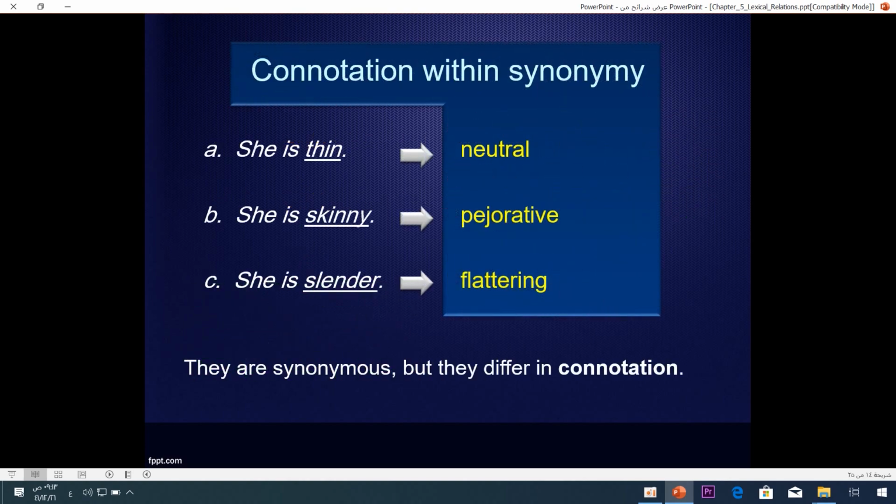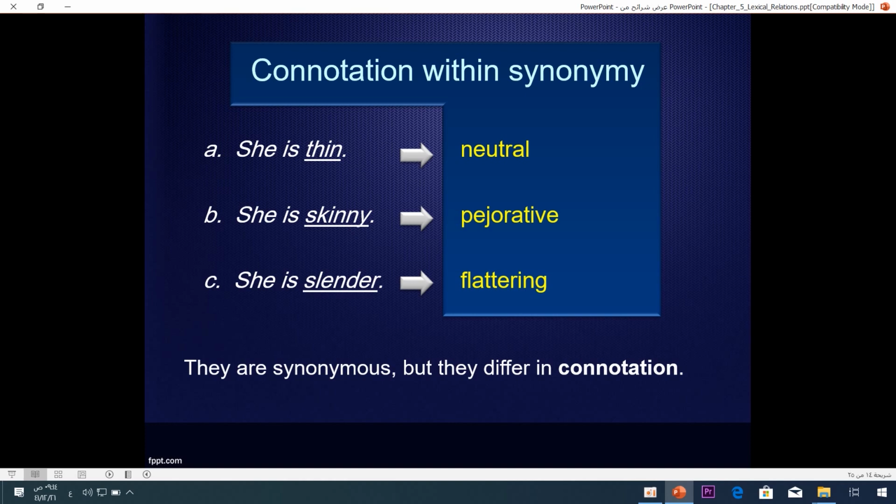Connotation within synonymy. If you remember, I said that connotation is the extra meaning or associative meaning given to some words. Some words only have the literal meaning, and some words have extra or additional meaning. If you say she is thin, it is neutral. It doesn't have a negative or positive meaning. You can say she's skinny. It has a negative connotation, negative meaning, negative sense.